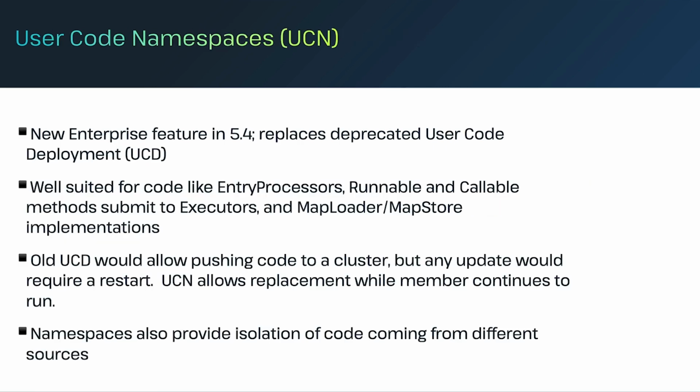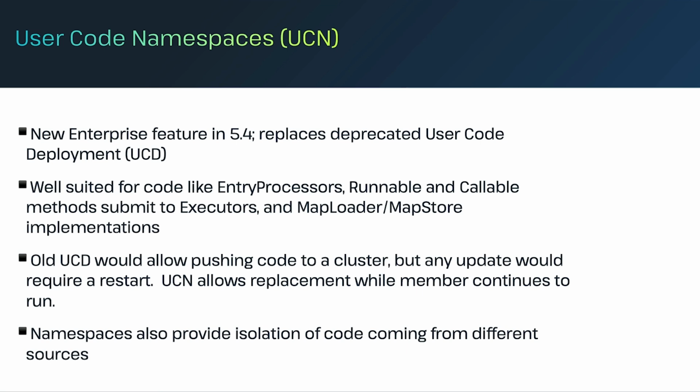User Code Namespaces is a new feature in the 5.4 version of the Enterprise platform. It replaces the older user code deployment feature from previous releases. Let's briefly touch on why this new feature is better. Both user code deployment and user code namespaces target code that you want executed on the cluster, such as entry processors, executors, and map stores.